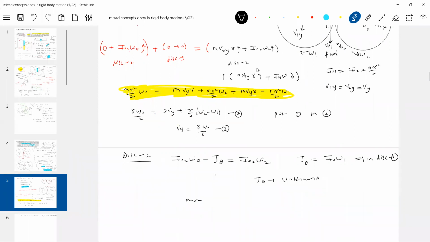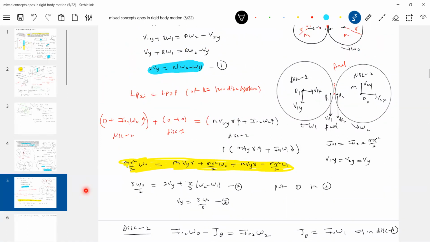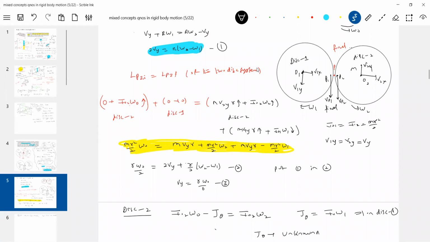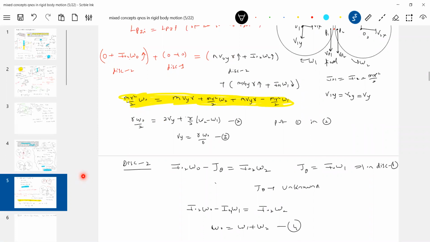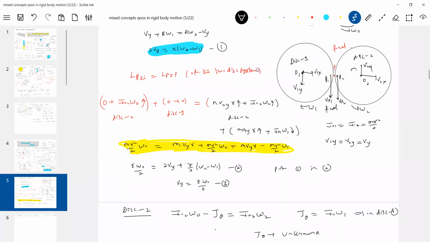So I naught omega naught minus J theta equals I naught omega 1, and I naught omega 2 equals J theta. I think this moment of inertia will get eliminated. So omega naught is equal to omega 1 plus omega 2. This is equation 4. Do we have any relation between this one? Omega 2 minus omega 1. So shall we take help of equations 1 and 3 and substitute in 4? Omega naught, we can write 6 Vy by R. And Vy equals R times omega 2 minus omega 1. Solving that will get the required answer.